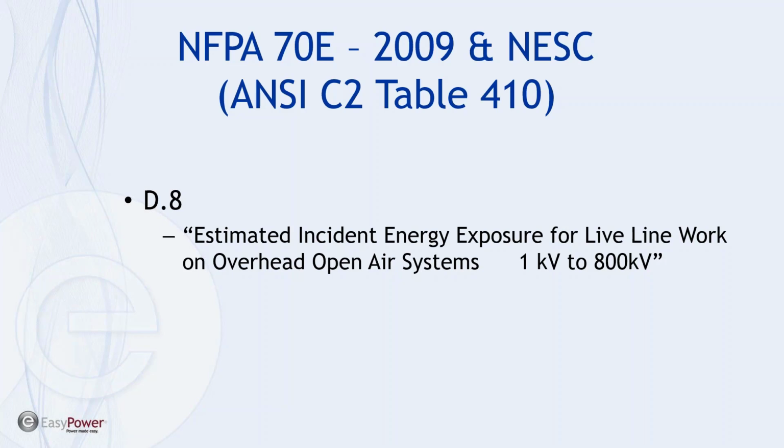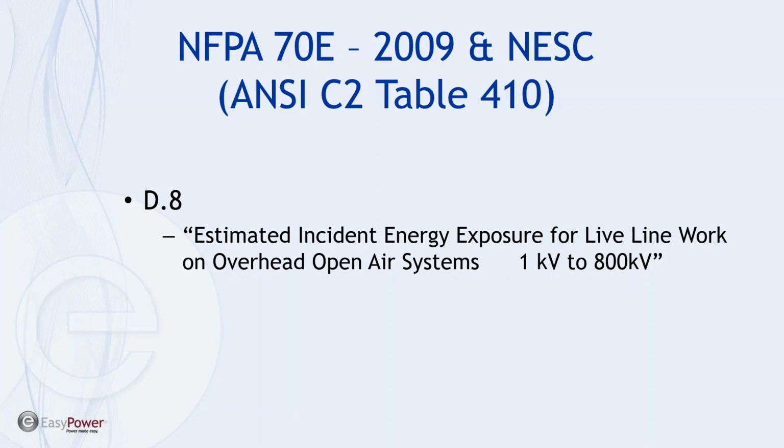And these tables, in the D8 section of NFPA 70E 2009, were titled "The Estimated Incident Energy Exposure for Live Line Work on Overhead Open Air Systems." The significance of this title is that we're talking about a single line to ground model, and consequently that's the reason a three-phase model, which is the purpose of the 1584 work, is primarily for three-phase arcs, balanced arcs.